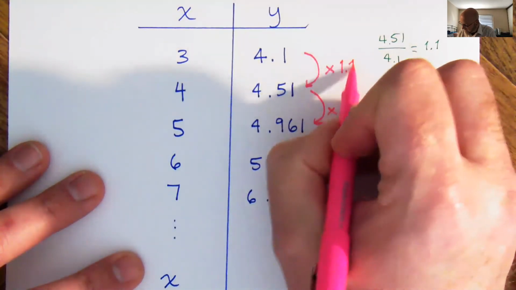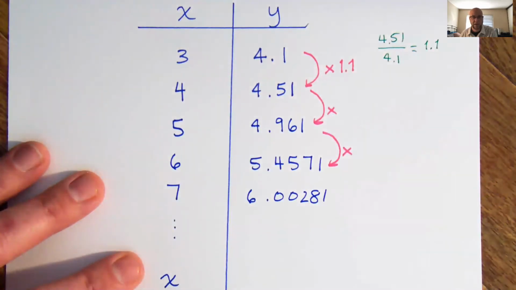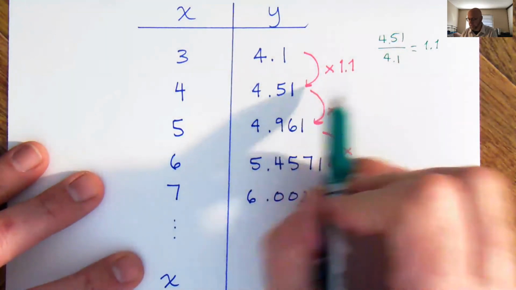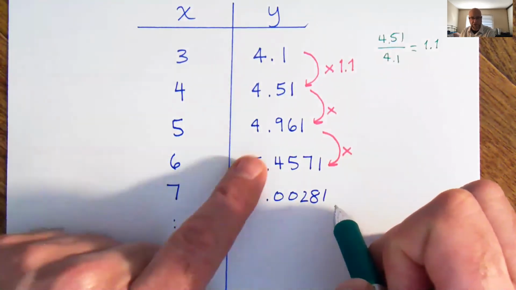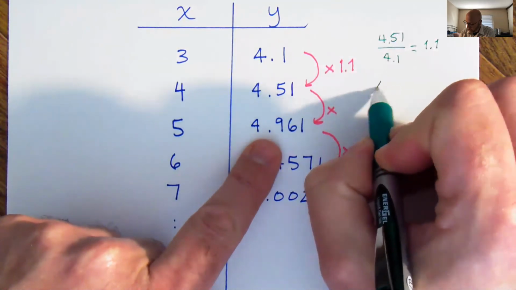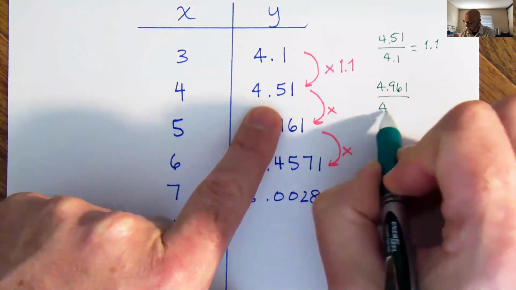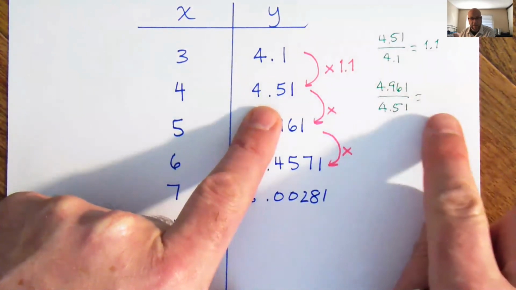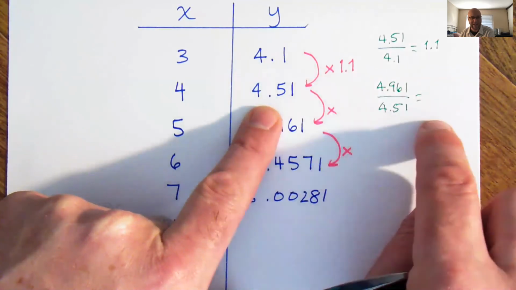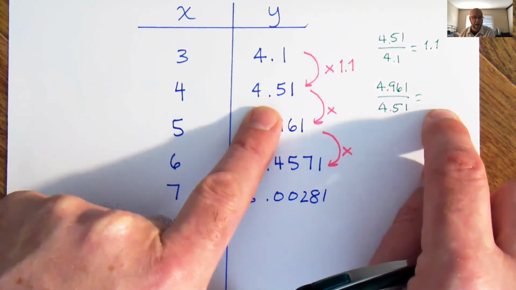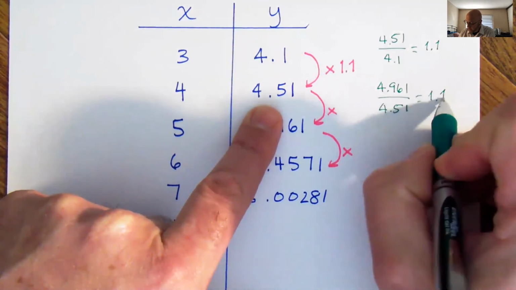Now, that doesn't mean this is exponential. It just means that's the multiplication relationship between these two numbers. For this to be an exponential pattern, we would need to use that same multiplier to go from row to row to row. So let's check it in just the same way. Take your third entry, 4.961, divide it by your second entry. And if that is equal to 1.1, it's starting to look like an exponential function. If that's not 1.1, this is not an exponential pattern because it doesn't use a constant multiplier. In this case, though, it is 1.1.